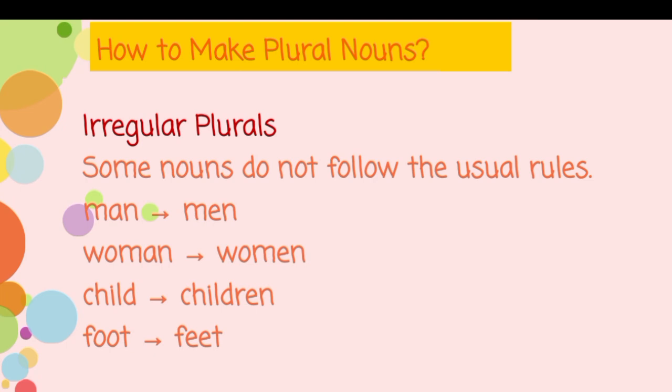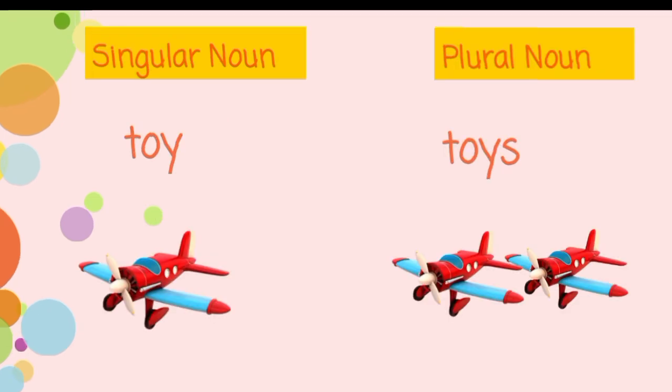Some nouns do not follow the usual rule. For example, man, it will become men. Woman, when we write its plural noun, it will be women. And for child, it will be children. Children is the plural of child. And for foot, plural is feet. So there is no rule for them.